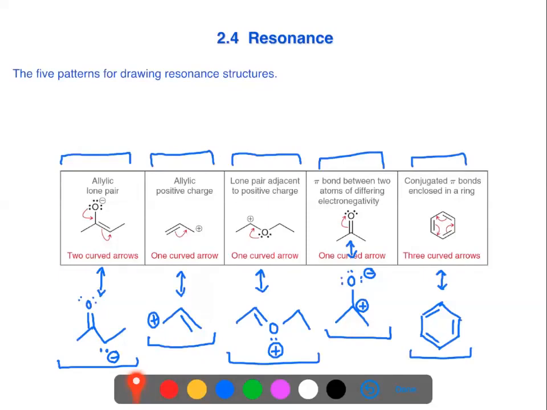And so that is one of the inadequacies of the bond line drawings, is that they're static, whereas the resonance structures allow you to see how dynamic the structure is in terms of the delocalization of charge, whether that is a positive charge being delocalized in our allyl cation system, or the movement of a negative charge through a system.